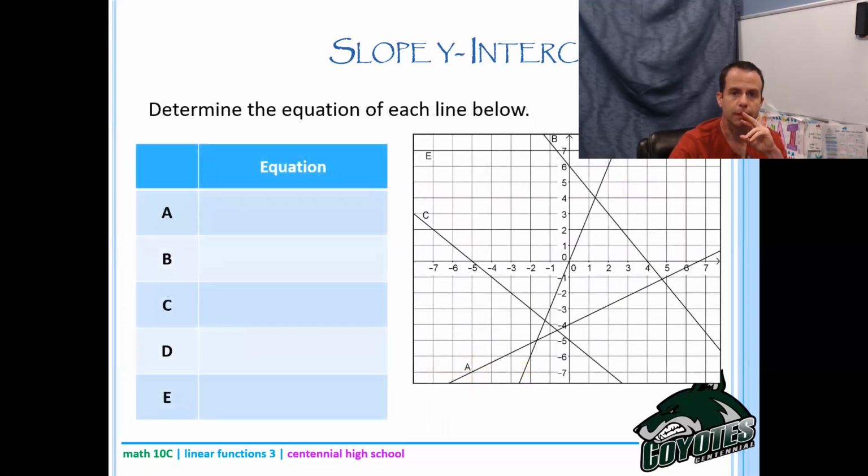Okay, good. Determine the equation of each line. So again, if I'm given a line, I get the slope and the y-intercept, and plug it into the equation.